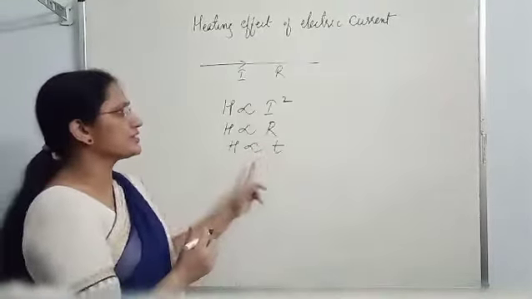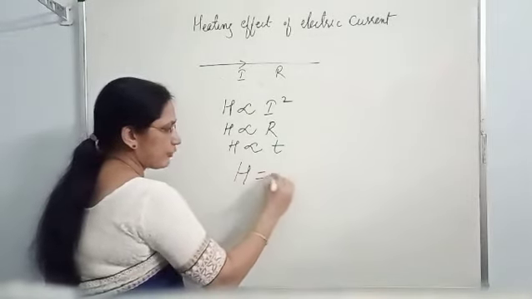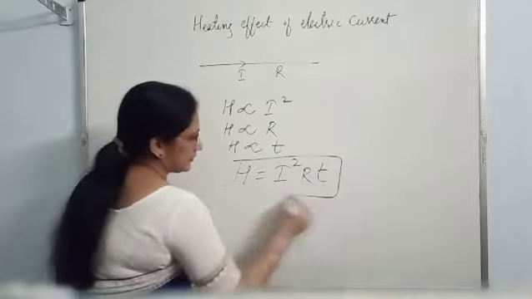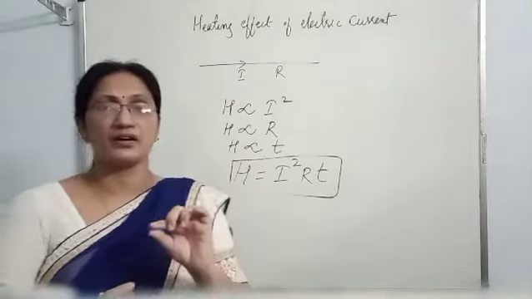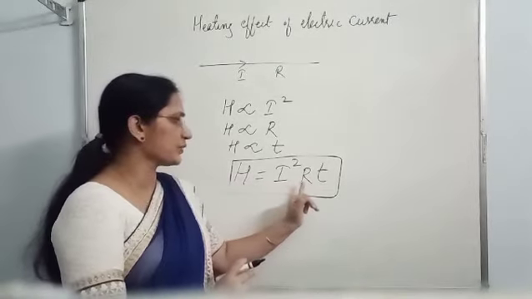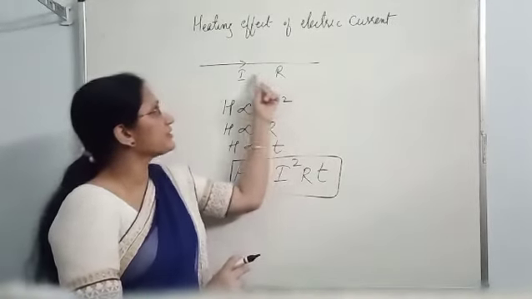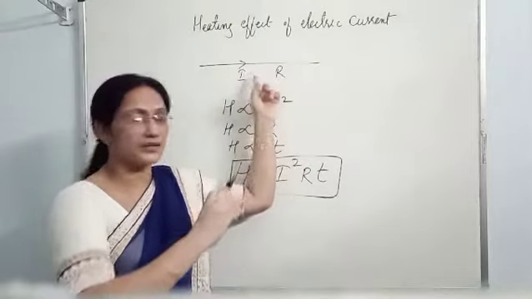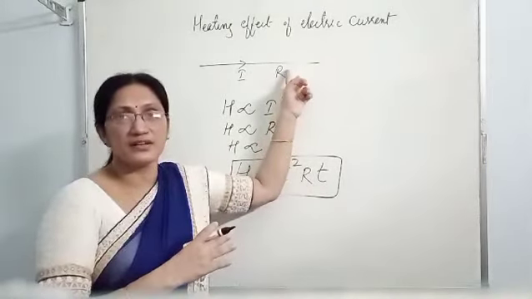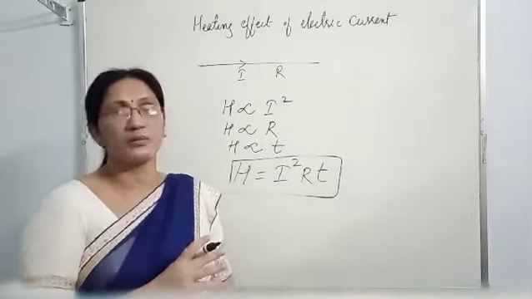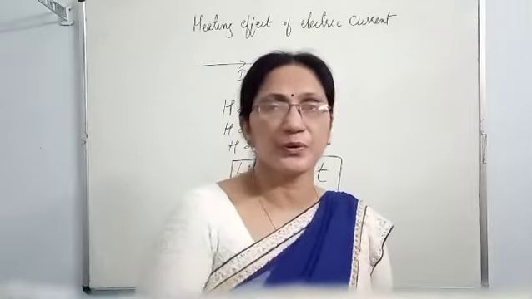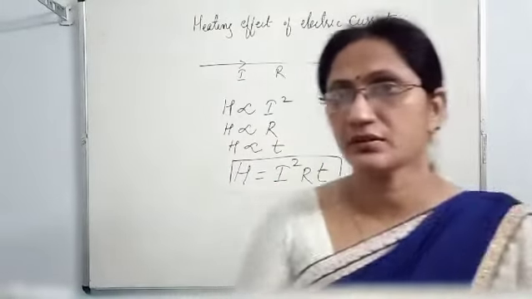By combining these 3 points, you can make a formula for heat produced. Heat produced when current flows through a wire, that is H is equal to I square R into T, where I is the current flowing, how many ampere current flows, R is how many ohm resistance the wire is having, and T means time of flow. In this way you can find out the heat produced by current flow.